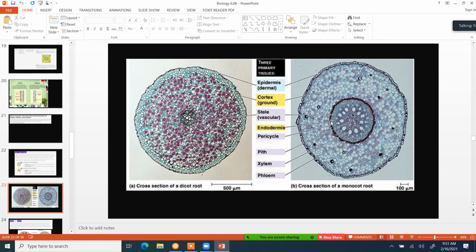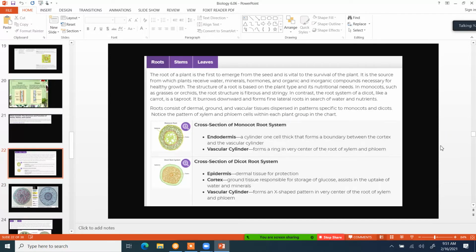So the endodermis, you see this inner ring over here on the right, surrounded by black? You see this dark purple ring? That's called the endodermis. That's present in the monocot. The endodermis is a one-cell thick layer that forms a boundary between the cortex and the vascular cylinder.